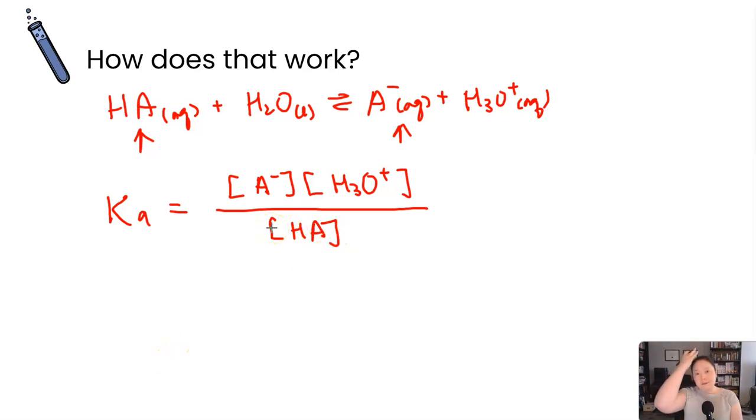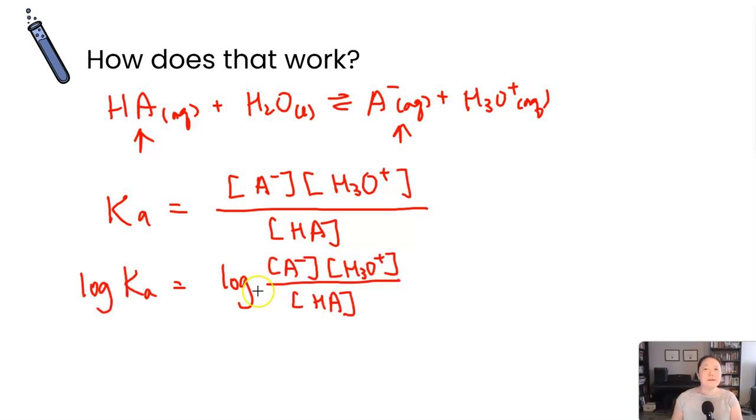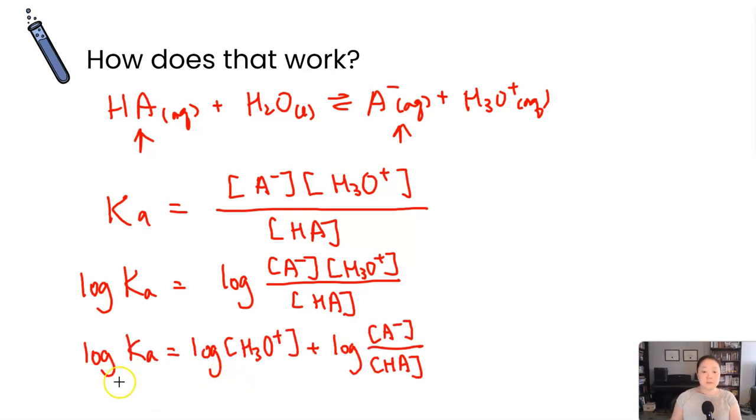Let's log the entire thing. Cool, why did I bother? Well, we know that pHs and pOHs are going to have logs in there, so probably logging is going to be a good step. All right, we've logged things, but things are still complicated. Nothing looks like what we want it to look like, so let's actually separate that right side a little bit. Okay, so we can separate that right side into this.